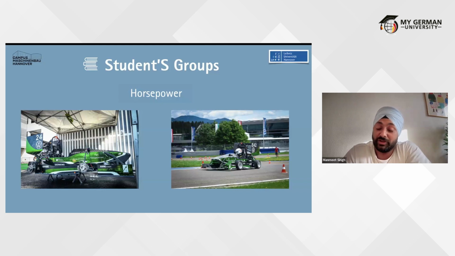So we have our team, it's called Horsepower. Every year they make a new car. I think the one on the left side, which you are seeing, was made last year, 2024. And the one on the other side was made, I think, in 2019, if I'm not wrong. This whole team is run by students. The cars are made by students, so you always have an option to apply to be in that team.